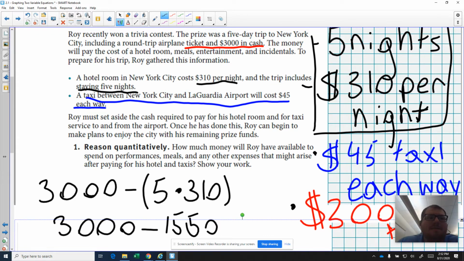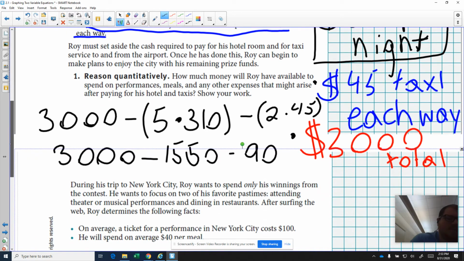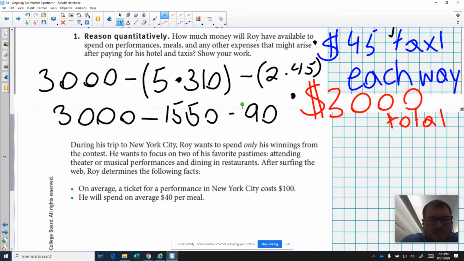Okay? Now, there's one last piece of information we need. At the same time, we have to be able to get to the airport and to the hotel, and they said it takes $45 a taxi each way. So the second thing we're going to subtract is 2 times 45, because it's $45 per taxi, and since you have to take 2 of them, one to the destination, one away from the destination, that would come out to be $90. So now we have this equation set up.